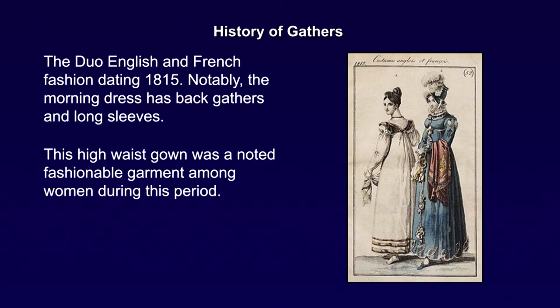Please take a moment to observe the details of the outfits shown in this image. The dress has back gathers and long sleeves. This high-waist gown was a noted fashionable garment among women during this period. Can you recall that this is the Empire silhouette?